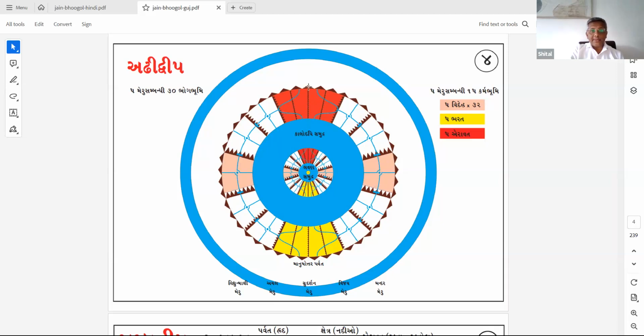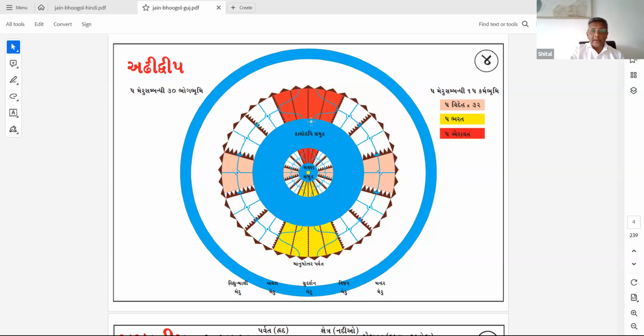So this Parvat here divides this island into two segments. This is the eastern segment, and this is the western segment. Does anyone know what this mountain range is called? This mountain range here, what is it called? No? Ishwakar Parvat. This is the dividing mountain. This is known as Ishwakar Parvat.